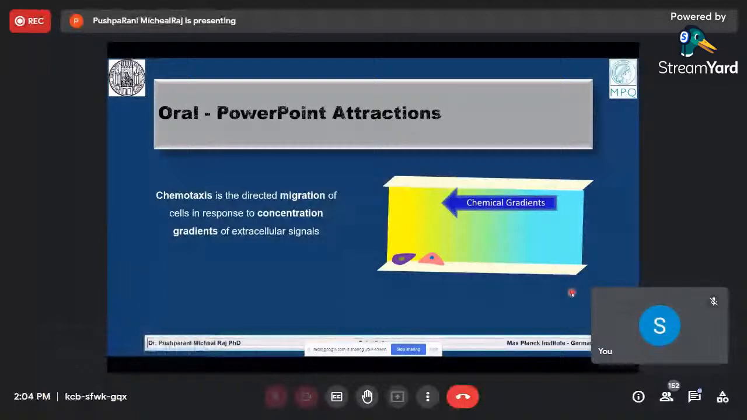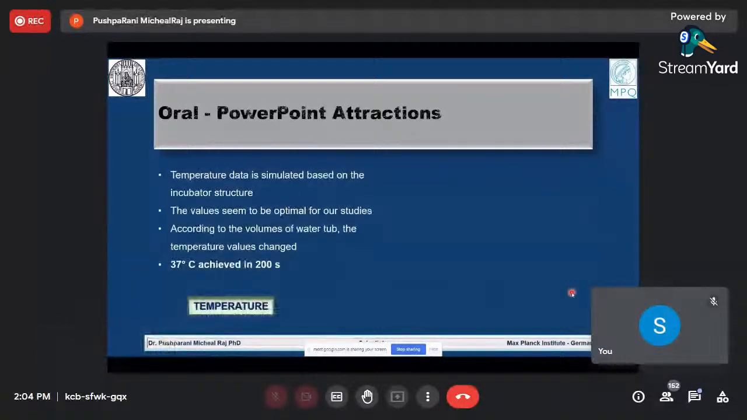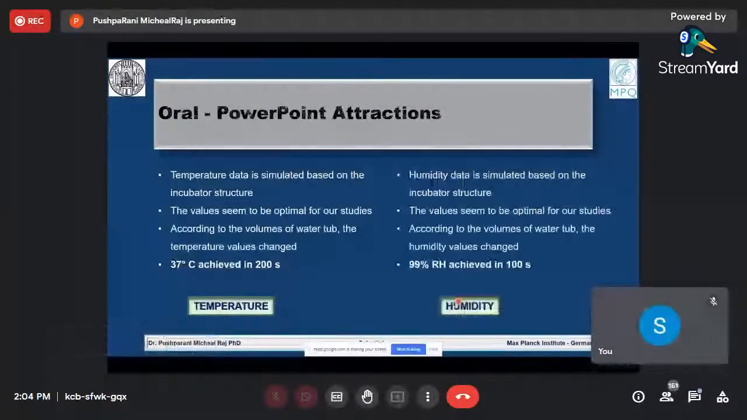There is another example. I did some cell studies with the mini incubator that I developed. I have done simulations, I have done these volumes, and this is my result. I achieved 37 degrees Celsius in 200 seconds. And similarly for humidity, the result is 99% relative humidity in 100 seconds.